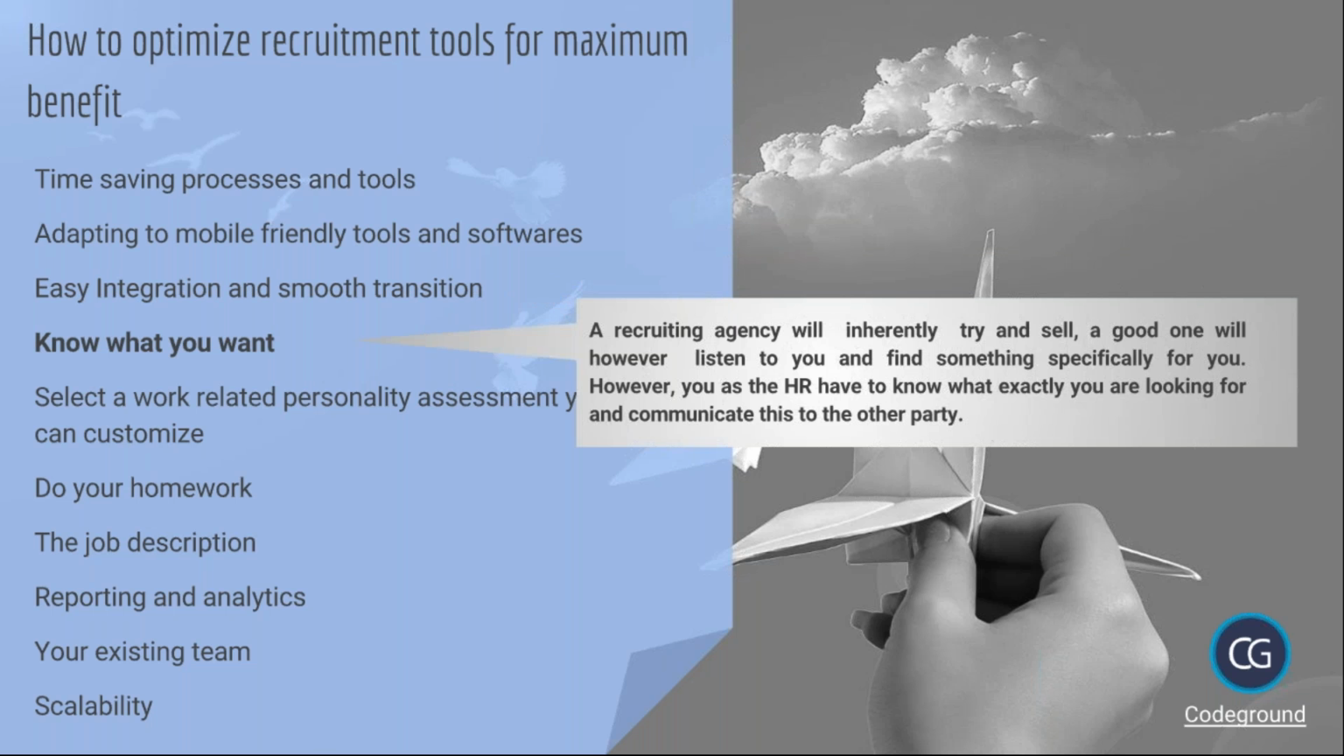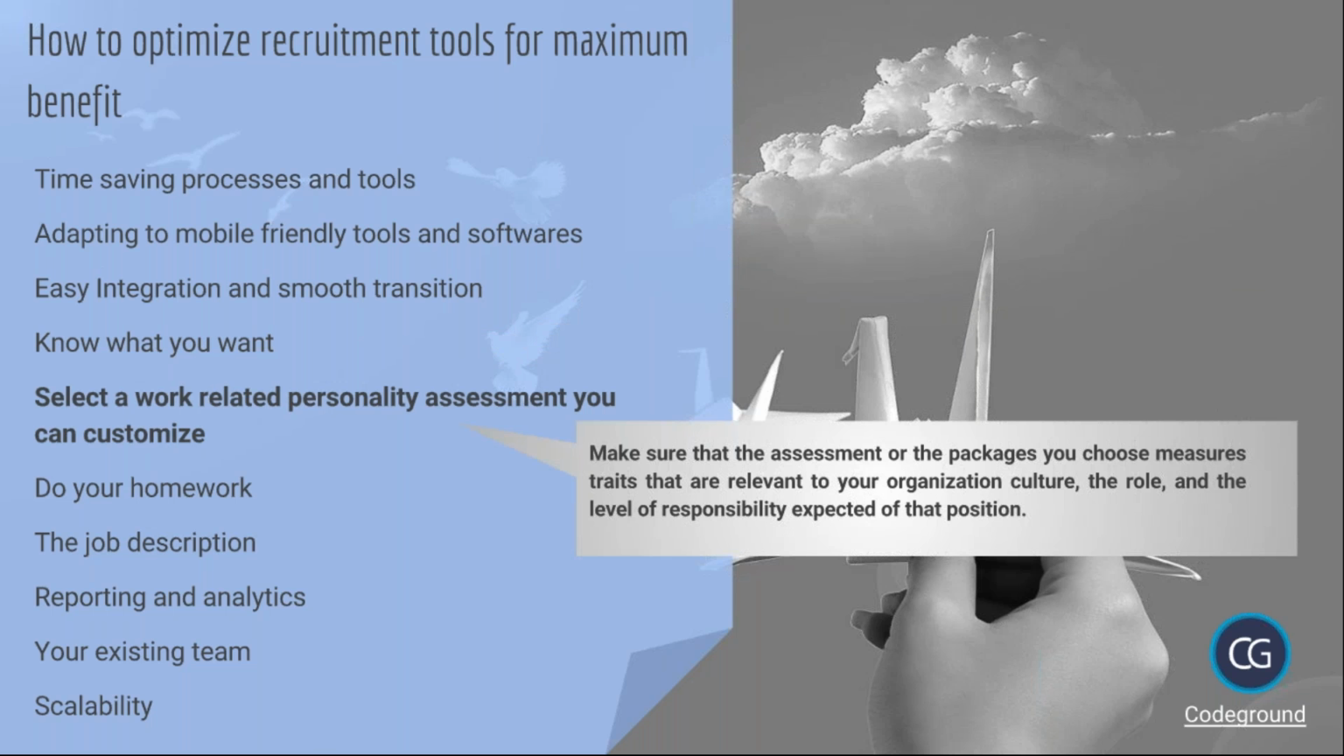Know what you want. A recruiting agency will inherently try and sell, but a good one will listen to you and find something specifically for you. However, as an HR, you have to know exactly what it is that you're looking for and communicate this to the other party.